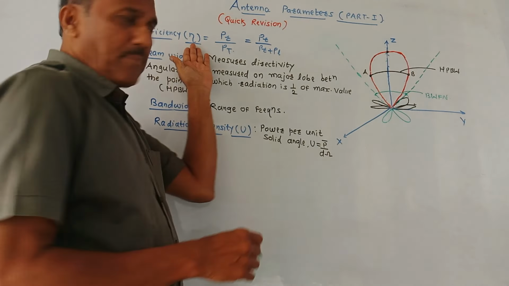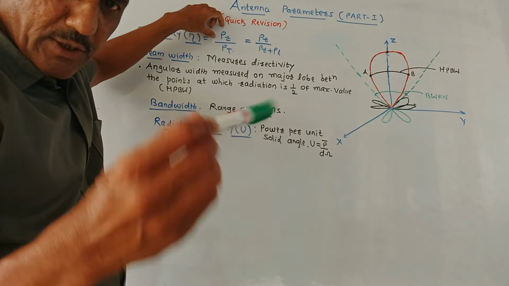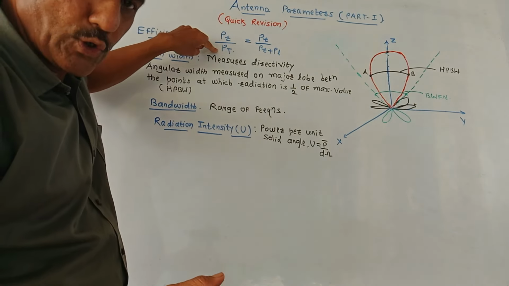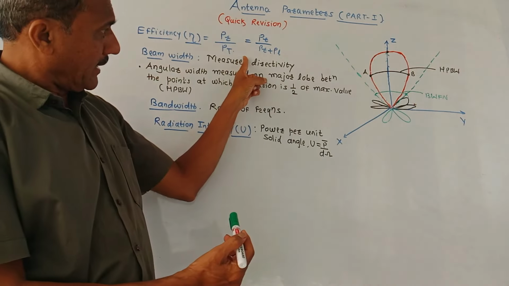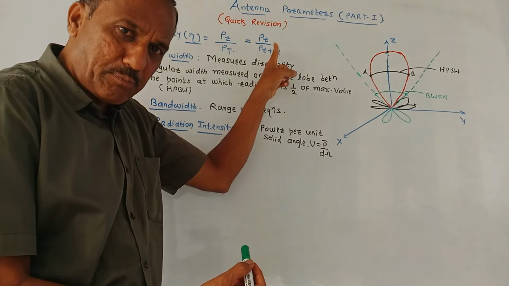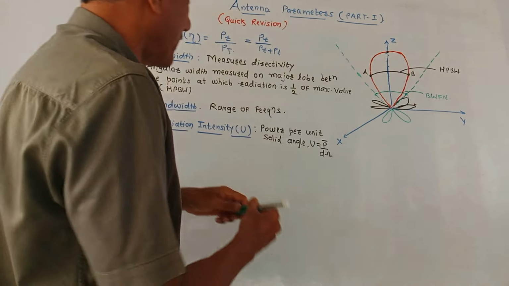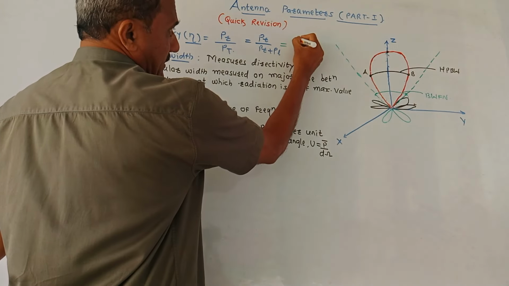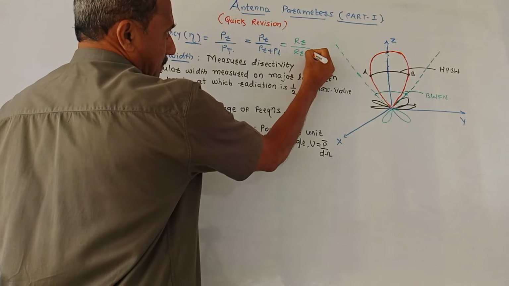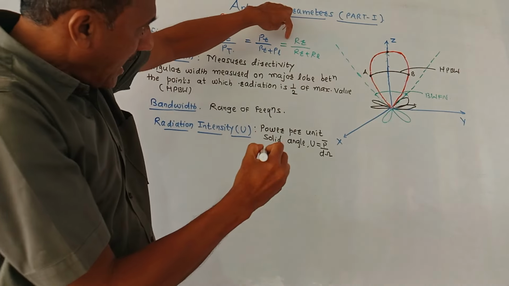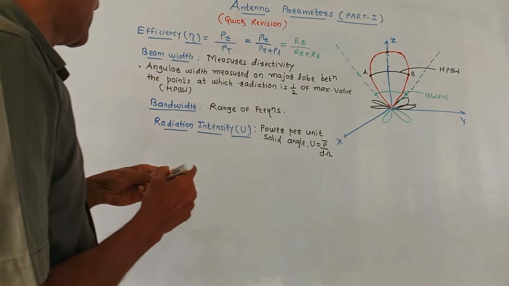The next parameter is the efficiency of the antenna. It is basically the ratio of radiated power, PR, upon total power. Total power is the power supplied to the antenna. This total power can also be written as PR plus PL. As I said, PR is radiated power, PL is the loss power. In terms of resistance, the same equation can be written as Rr upon Rr plus RL, where small r is radiation resistance, RL is the loss resistance.